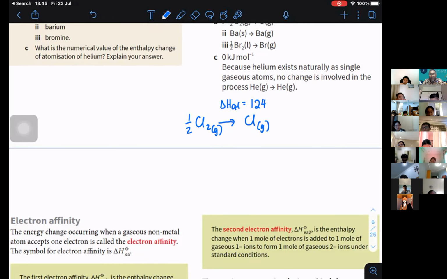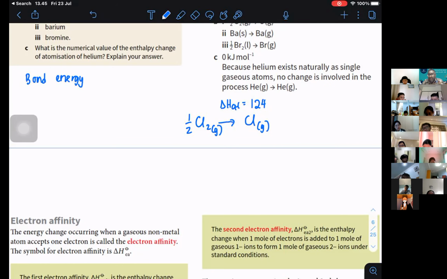But sometimes they will not give you this enthalpy of atomization. That doesn't mean the question is wrong. You can still solve it, or try to complete the Born-Haber cycle, by referring to your bond energy. The bond energy, you can refer to your data booklet.